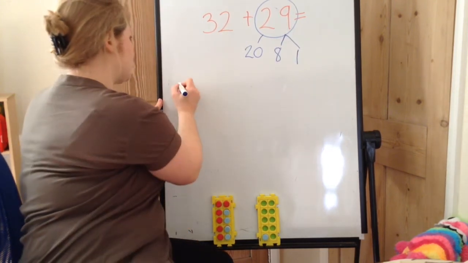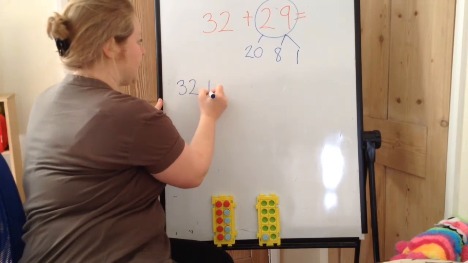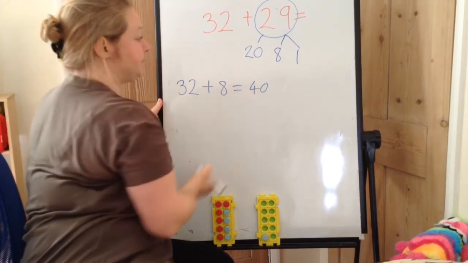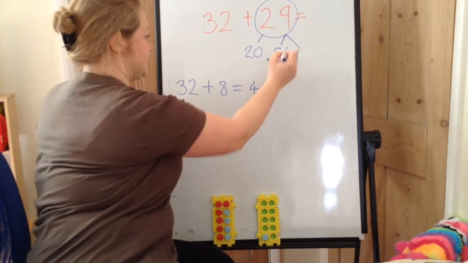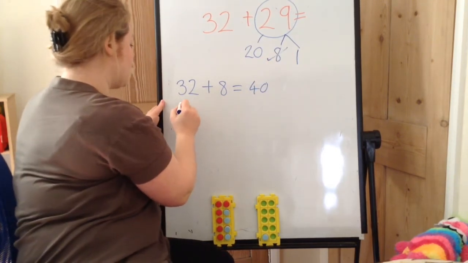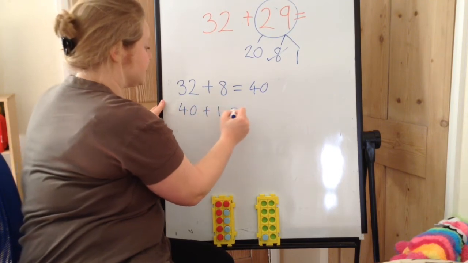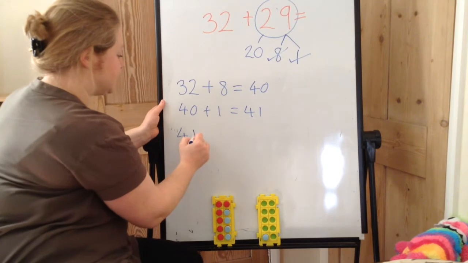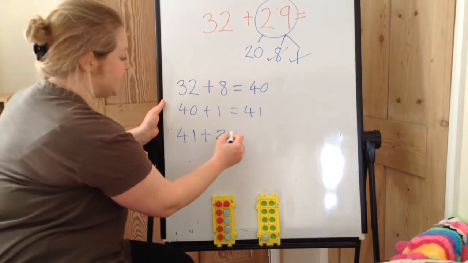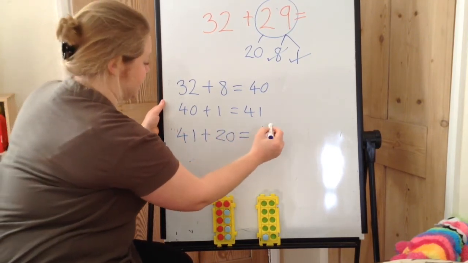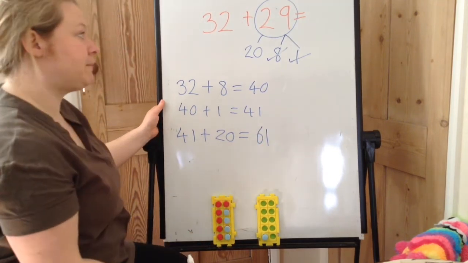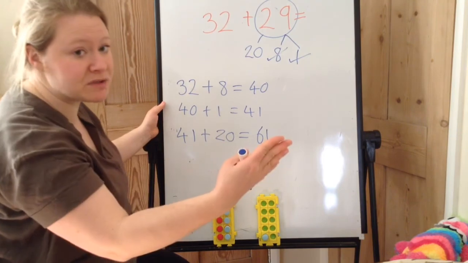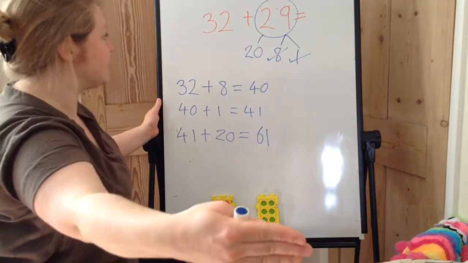Okay, so I'm going to go 32, add my 8, gets me to 40. So I'm done with the 8. Then I'm going to put my 1 on, 40, add 1 is equal to 41. Done with that, and then my 20. 41, add 20 is equal to 61. So that is the method that we've done. We call it bridging. It bridges through a multiple of 10 and then puts the rest on it.